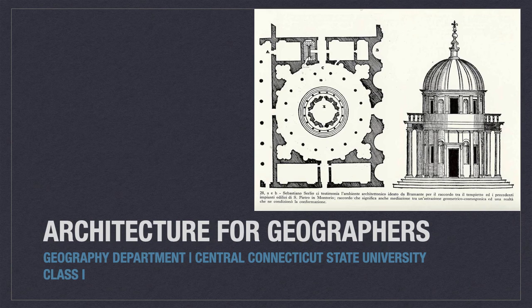To that end, I thought we might begin with an absolute highlight. I chose this plan and elevation of Bramante's Tempietto in Rome as our first image because even though it's small in stature and scale, it is absolutely sublime and one of the high points of the Italian Renaissance.